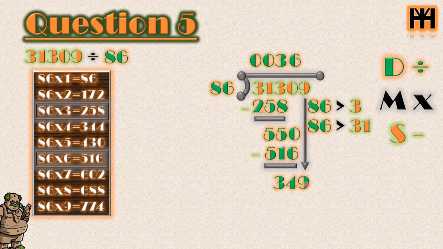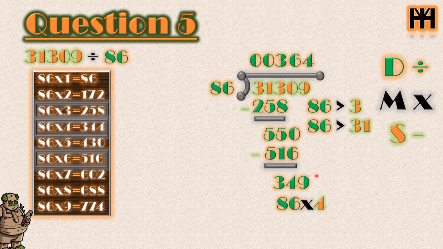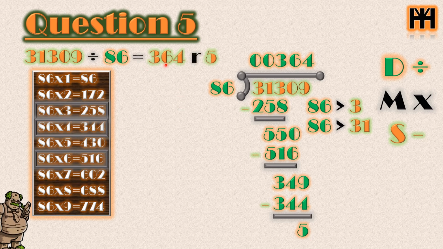Then take the 9 down, so it's 349. Now we will ask ourselves how many 86s are in the 349, division step. Okay, so there 86 times 4 is 344, so we put 4 here, then 86 multiplied by 4 here, so it's 344. Then the last step, subtract. We'll subtract them and we will get 5. So the answer is 364 and the remainder is 5.